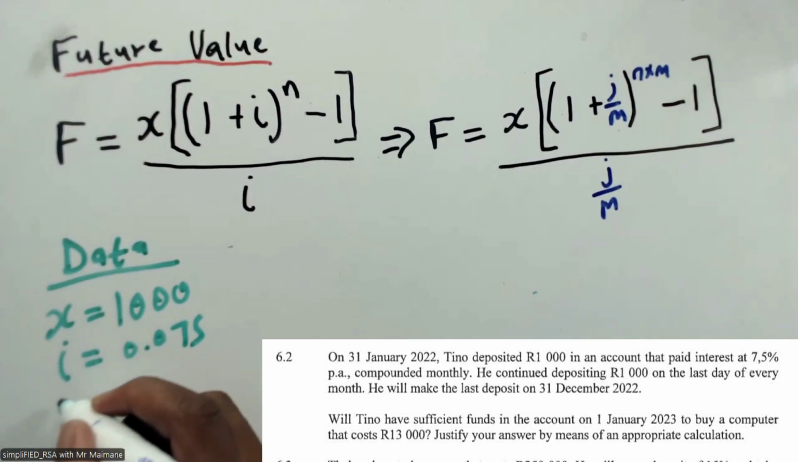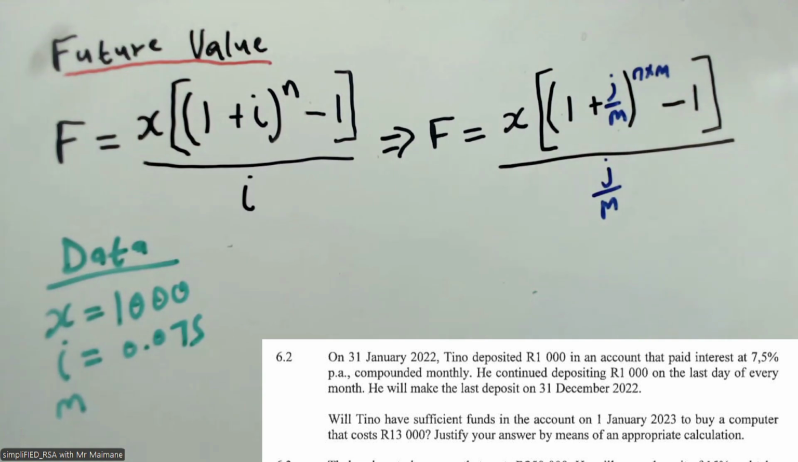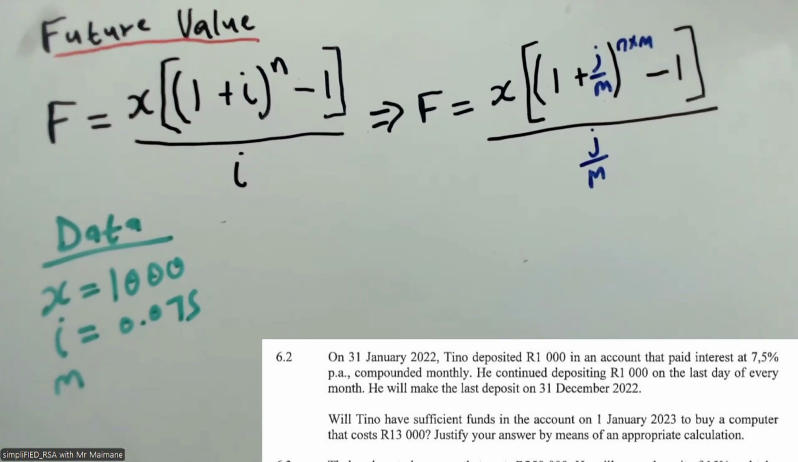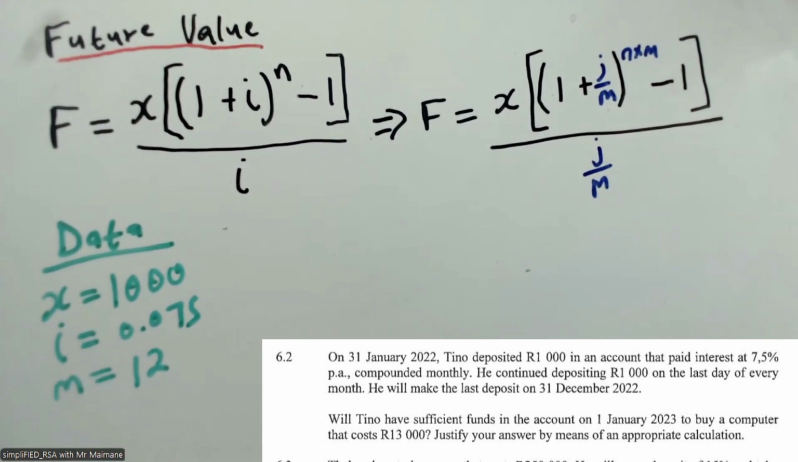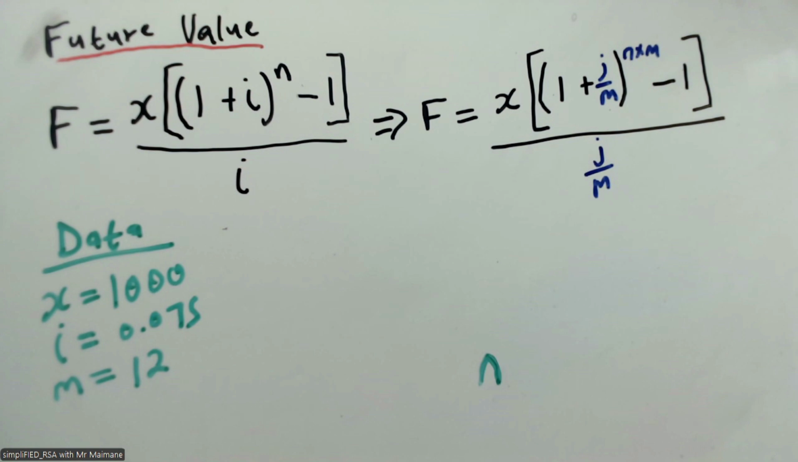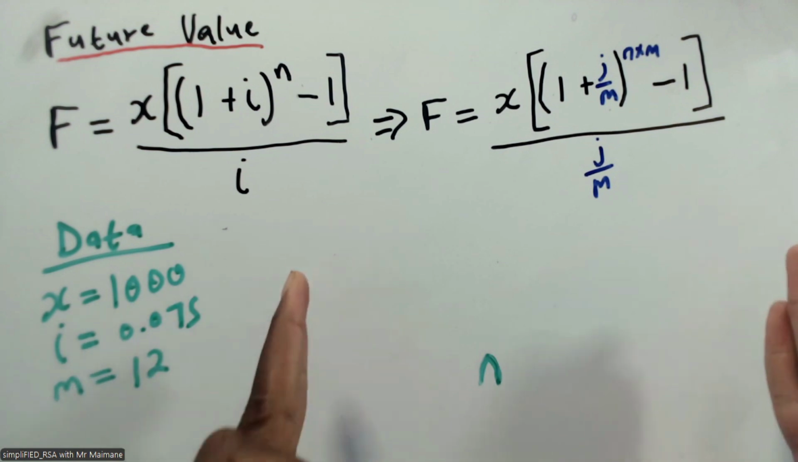I have the compounding period M, which I'm going to divide by there. I was told that it is compounded monthly, which means M will be 12 because I have 12 months in a year. So I have all the variables except for the term. To get the term, I need to determine N. To determine N, which is the period of the payment, the best way to think about it is to count from the 31st of January 2022 up to the last payment, which is the 31st of December 2022. How many years are involved there?